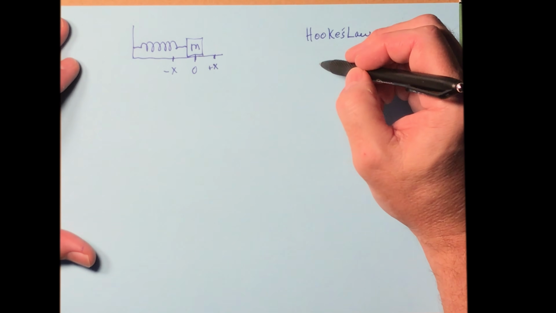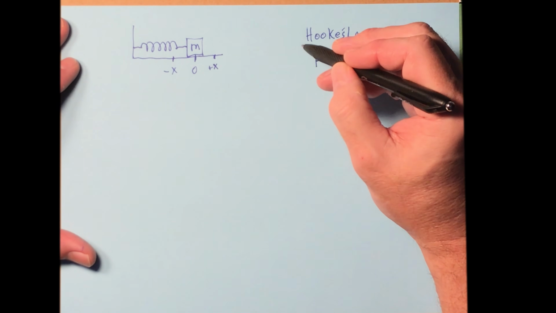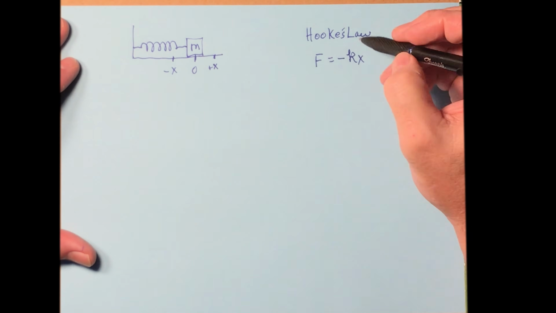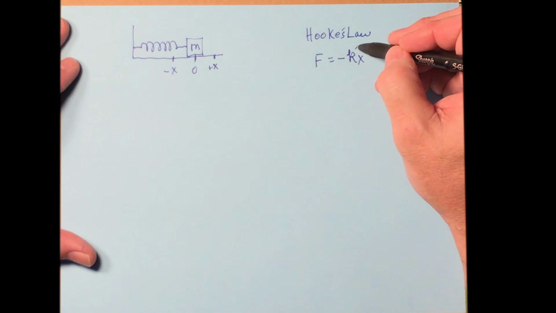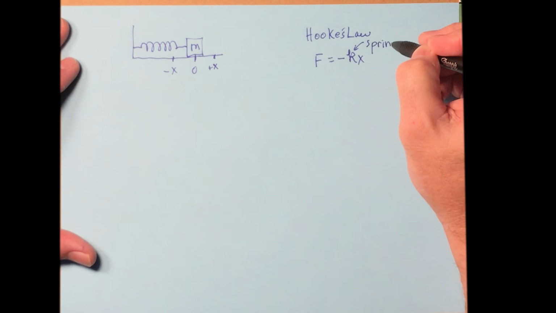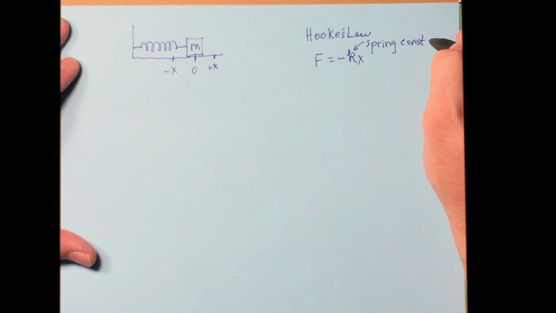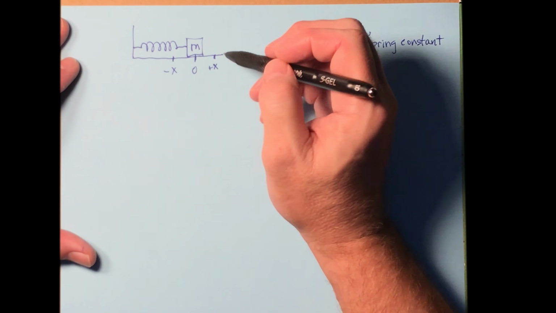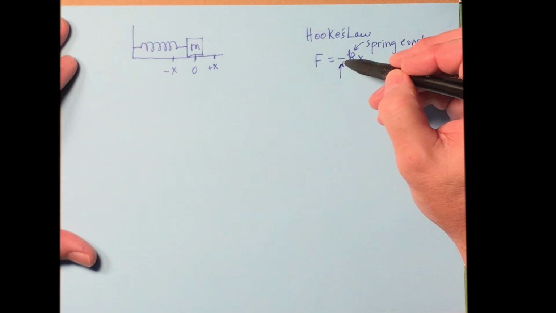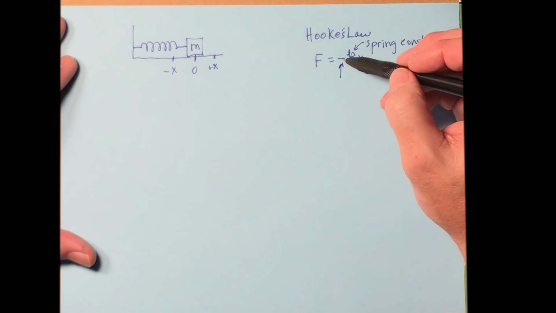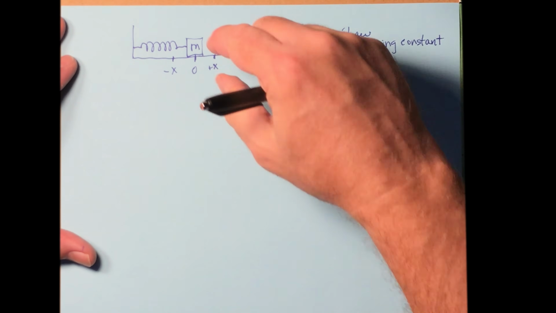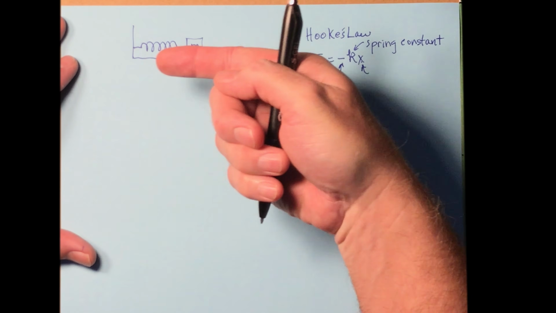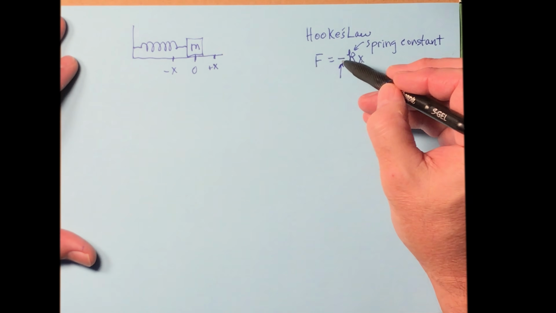All right, Hooke's law says that the force due to the spring is equal to minus k times x. K here is a constant. It's called the spring constant. And x is this distance along the x-axis here. The negative sign indicates that the spring is pulling back in the direction opposite of x. In other words, if I pull it out here, x is positive, but the spring is pulling in that direction. So the force due to the spring is in the negative direction.